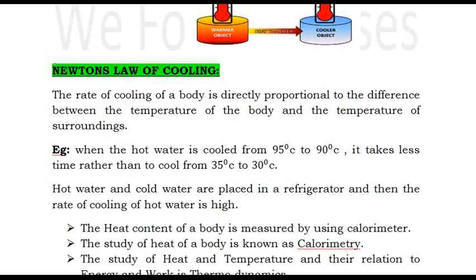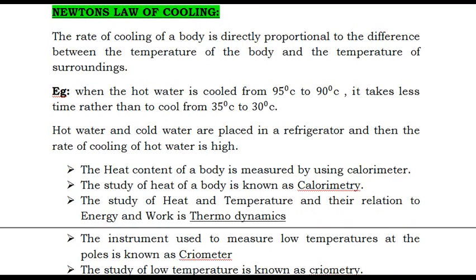And the important thing we need to know about is Newton's law of cooling. This law says that the rate of cooling of a body is directly proportional to the difference between the temperature of the body and the temperature of the surroundings. If the temperature of the body is more and the difference is more, then the body cools fast. You see an example here. When hot water is cooled from 95 degrees to 90 degrees, it takes less time than cooling from 35 degrees to 30 degrees centigrade. This is the best example that we can see.